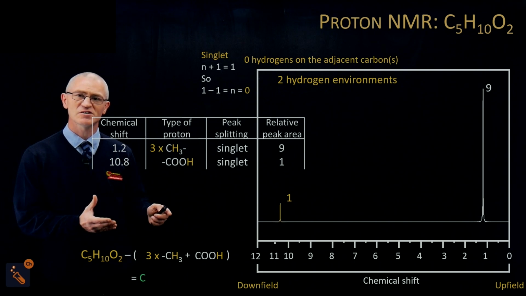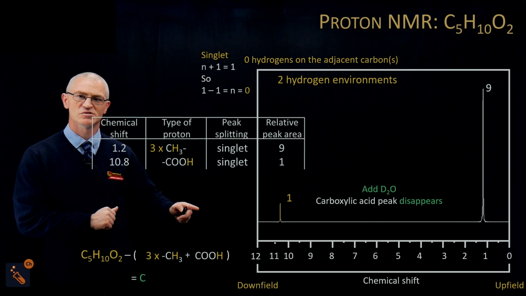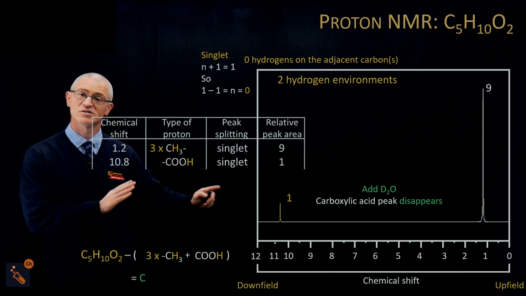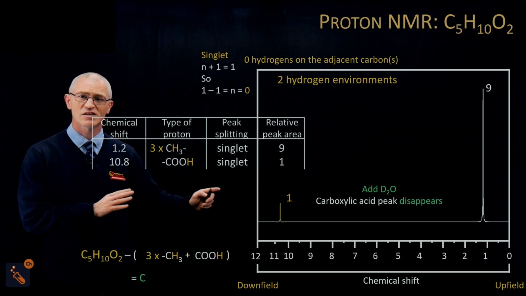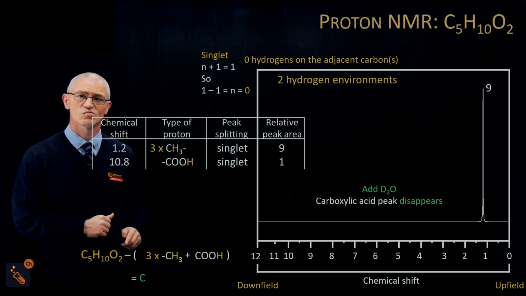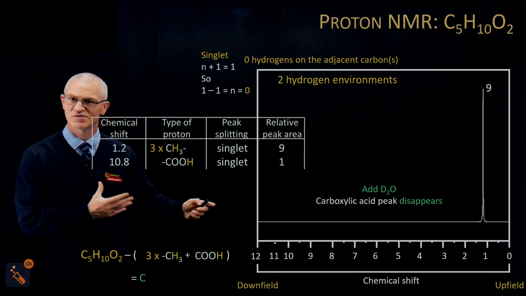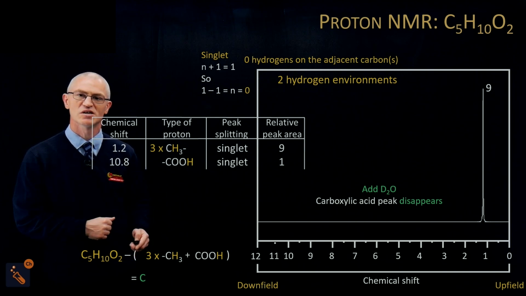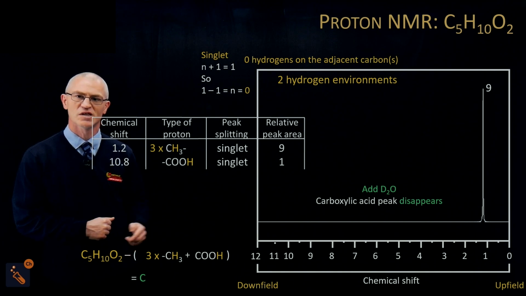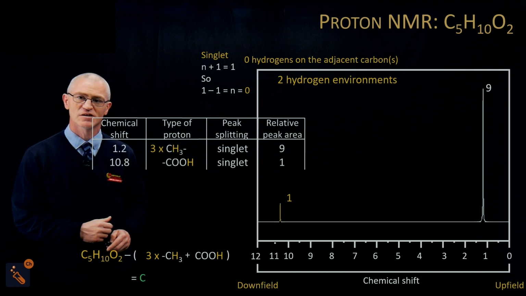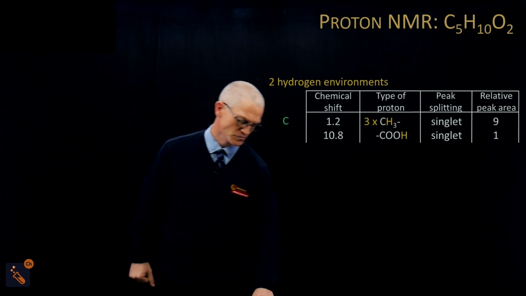But before we go on to do the structure, let's have a reminder of D2O. If I add D2O to this, and I just shake this substance with a bit of D2O, the carboxylic acid peak will disappear like that. I'm just doing that to remind you, because we have this carboxylic acid, which is one of the groups that does proton exchange with D2O. Now let's bring it back, move this to the side and start doing the structure.